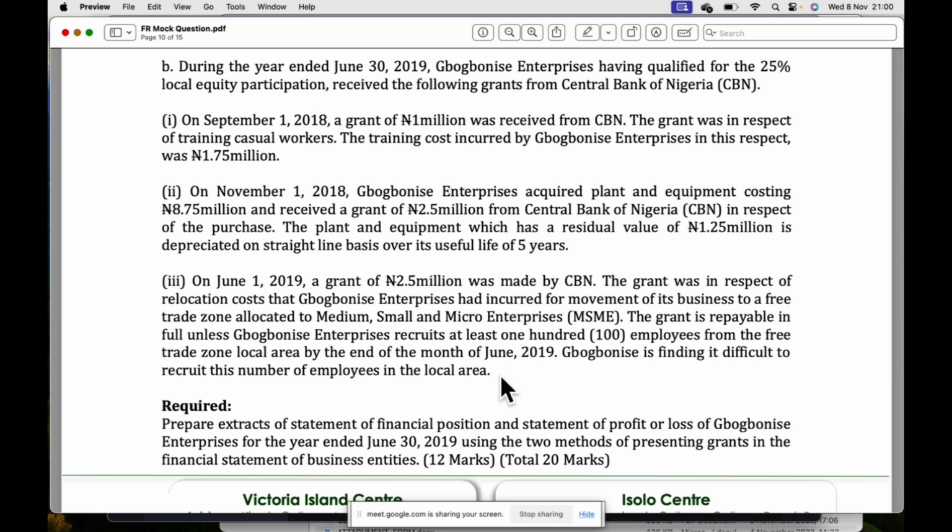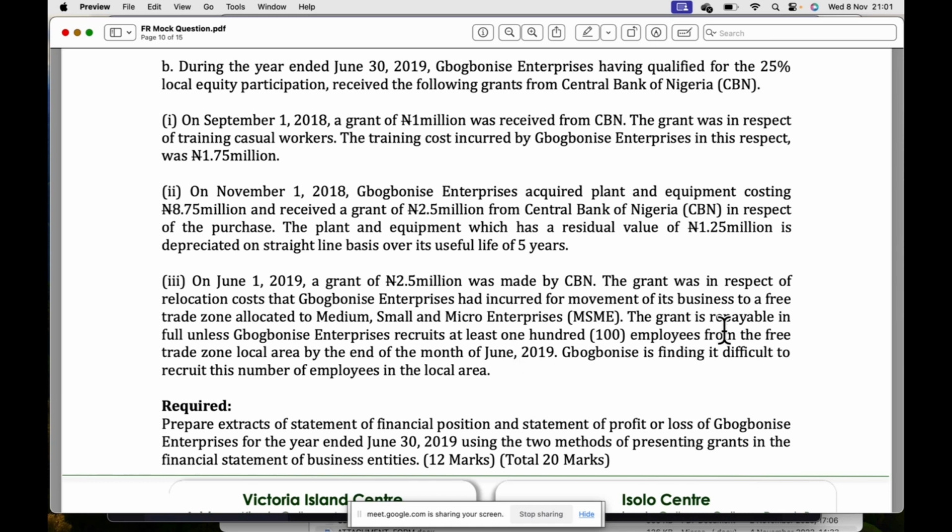So in this case now, let me ask you, is this a grant related to income or a grant related to asset? Yeah, it's a grant related to income. The distinction is quite straightforward. For it to be a grant related to assets, they must tell you that he has bought an asset. That's it. Any other one is a grant related to income. So this is a grant related to income.